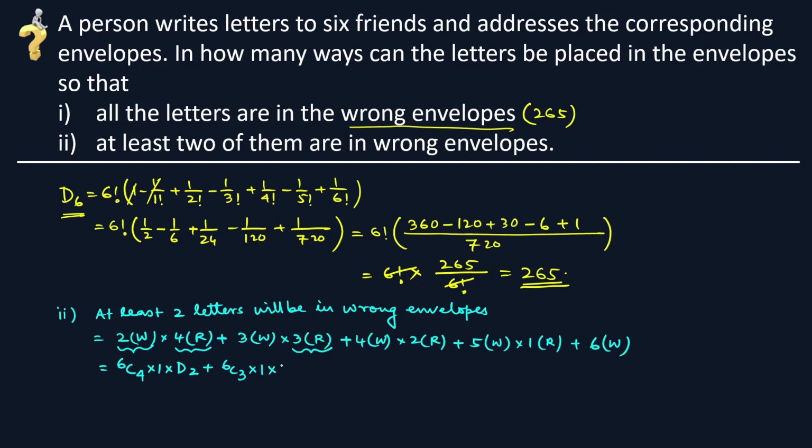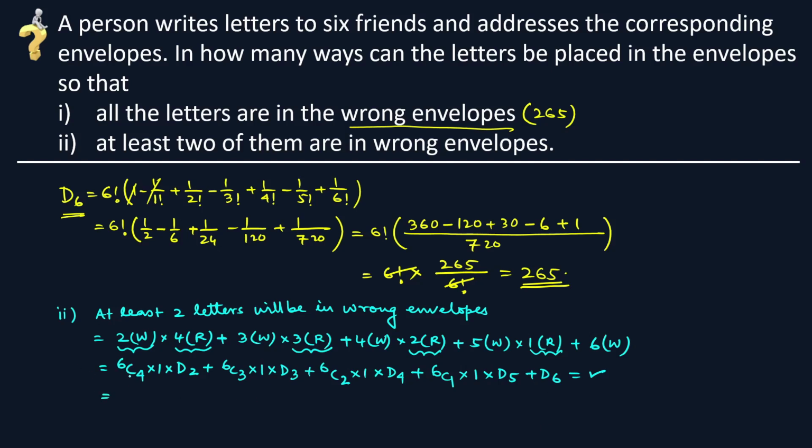And 3 will be in the wrong envelopes, means we are finding out D3. Again, 2 letters will be in the right envelopes. So which 2 letters? 6C2. They are in the right envelopes. And the 4 letters are in the wrong envelopes. So into D4. Plus 1 letter is in the right envelope. Which letter? 6C1. Right envelope. It will go in only one way. And the other 5 letters will be deranged. And here all the 6 letters are deranged. So if you calculate this, you are going to get your answer. Okay? Let me just do it.